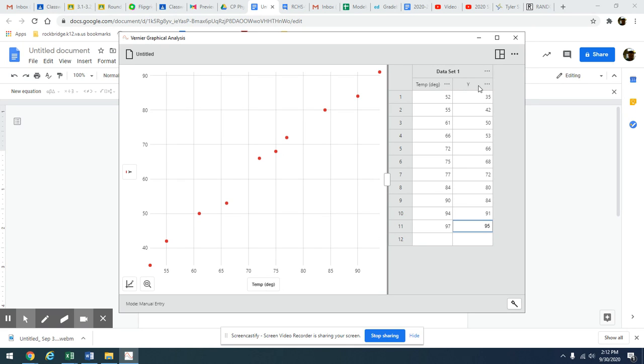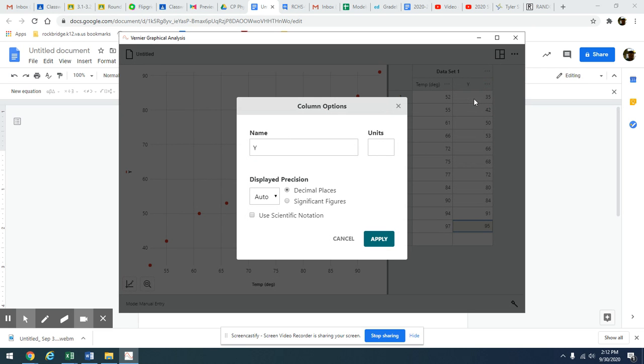I think that's good enough. That's a good compromise for what we got. You can bring that degree symbol up in Logger Pro. I'll show you how to do that if you're going to go that direction. Column options here. This is sales in gallons.